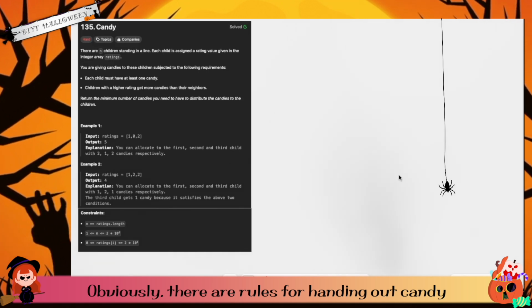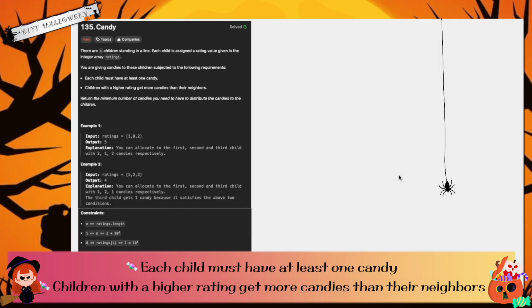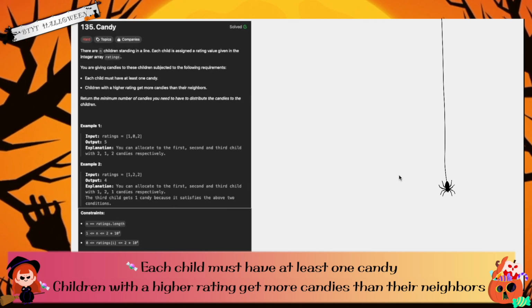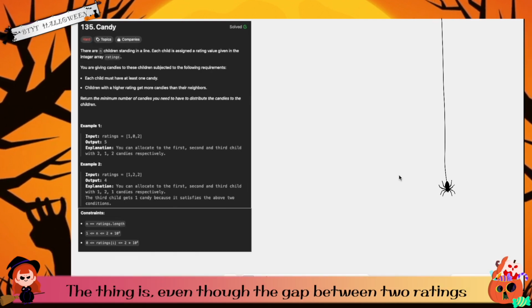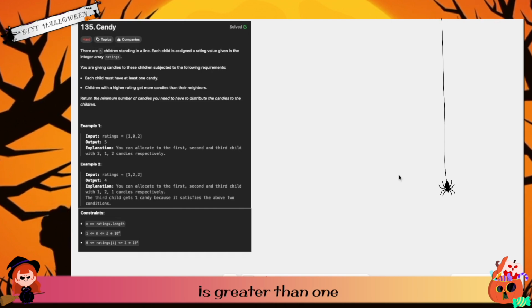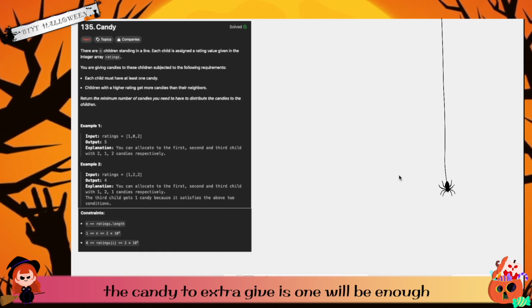Obviously, there are rules for handing out candy. Each child must have at least one candy. Children with a higher rating get more candies than their neighbors. The thing is, even though the gap between two ratings is greater than 1, the extra candy to give is 1, which will be enough.